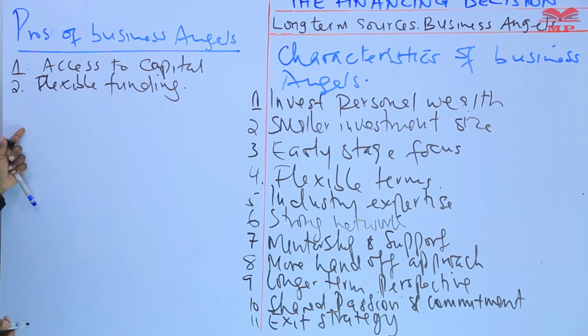Flexibility in funding. Business angels often offer more flexible terms than traditional lenders, with less focus on collateral and potentially lower interest rates.